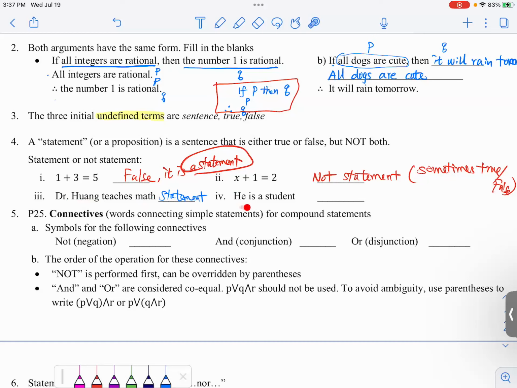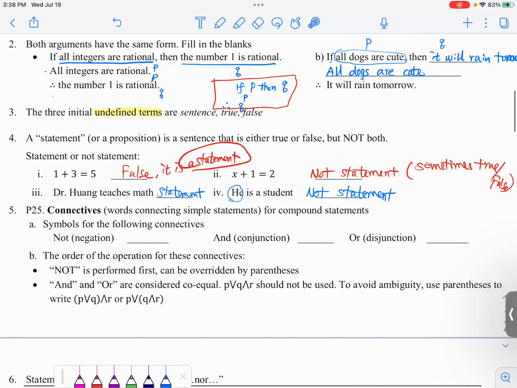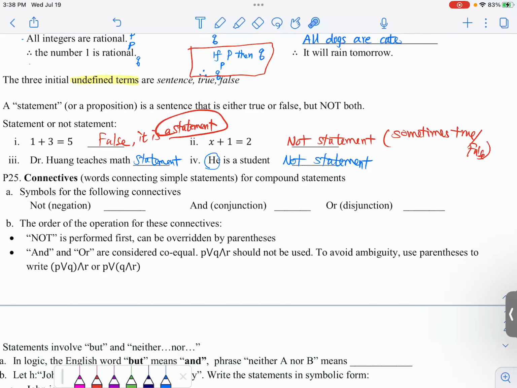And he is a student. What about this one? Well, this really depends on what he is. So if for you, he means Dr. Huang, then I'm not a student, I'm a teacher. If you refer to a student in the classroom, then he is a student. So this really depends on he. So therefore, sometimes true, sometimes not true, just like the earlier statement, we are going to say this is not a statement. The reason is the same as that one. Okay, so that's the very fundamental one.